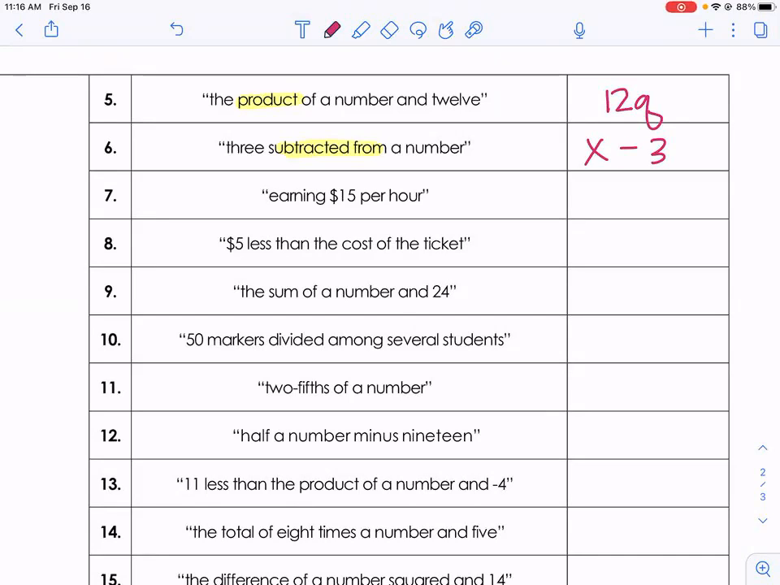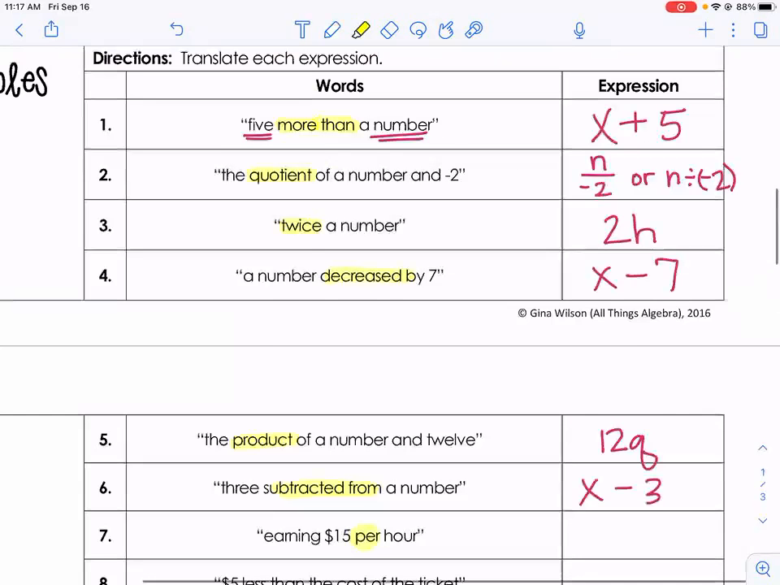Number 7 is the last one we're going to do together. Then I'm going to give you a job to do with your partner. Olivia, what word pops out at you in number 7? Earning. Okay. We're earning $15 per hour. And if we flip back to our other page, where do you see per?